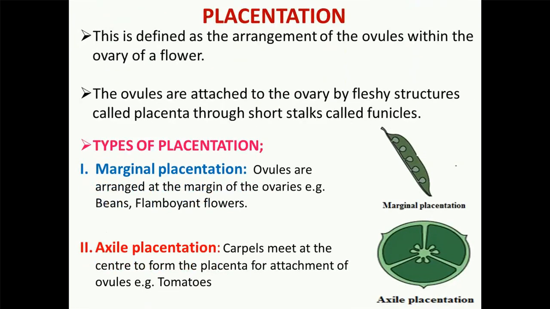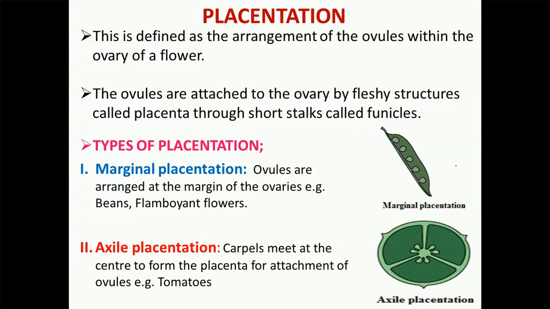Next we shall be talking about placentation. Now this is defined as the arrangement of the ovules within the ovary of a flower. Note that I said that ovules are located inside the ovary. So the way the ovules are arranged in the ovary of a flower is what placentation is all about.